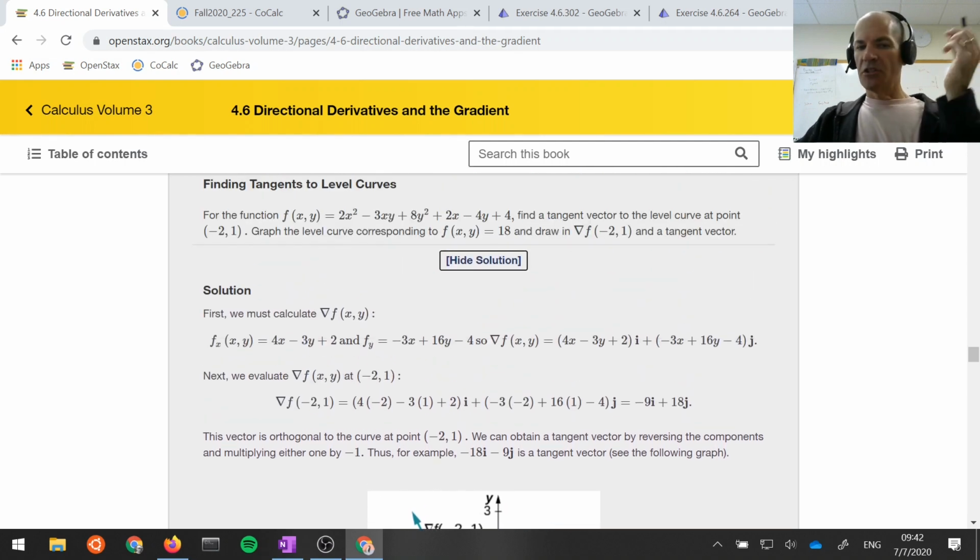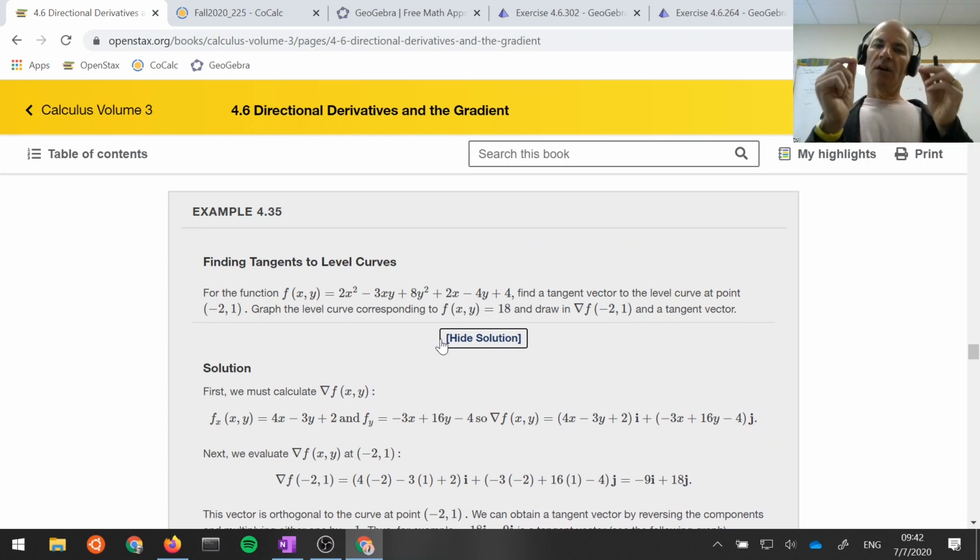So just to repeat, gradients are perpendicular to level curves at the point. We get the gradient, we want the tangent vector, we just, in 2 dimensions, swap the coordinates and change the sign on one. In 3 dimensions, it's a little more complicated, right? Because yes, the gradient will still be perpendicular to the level surface, but there's going to be a lot of tangent vectors that are perpendicular to the gradient.